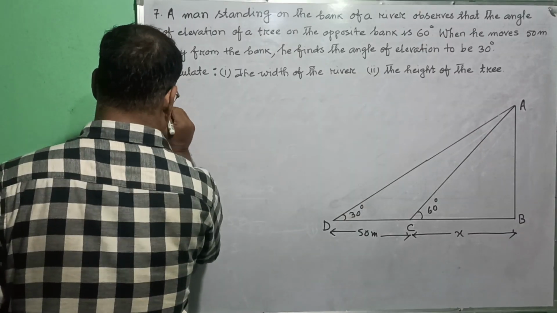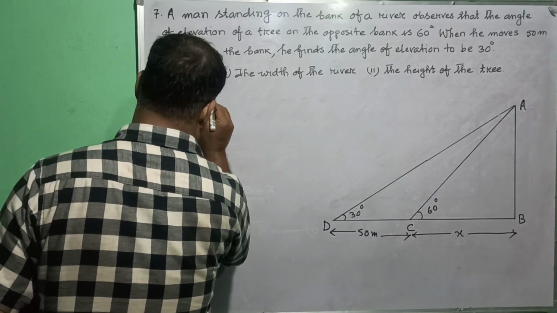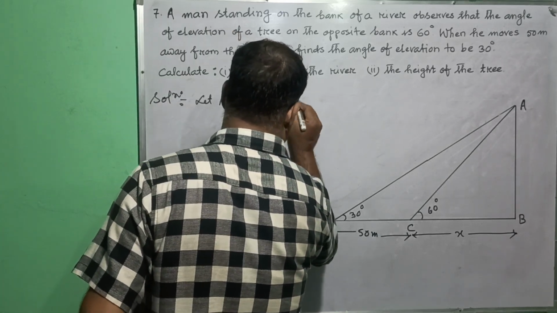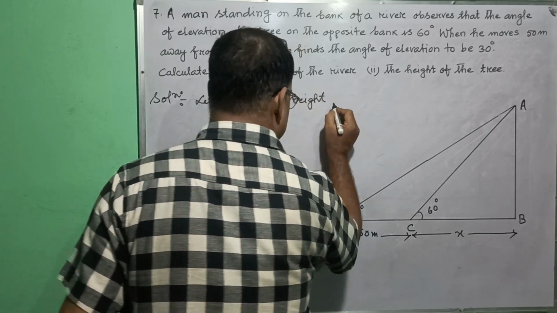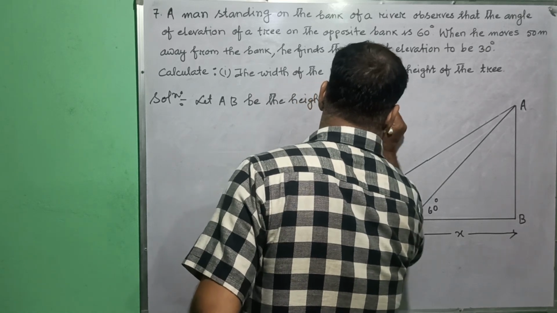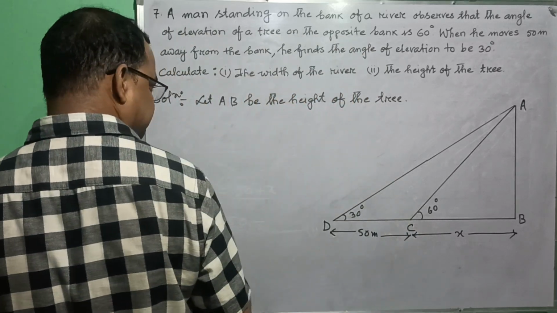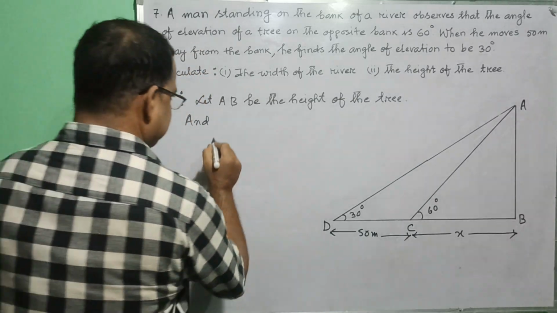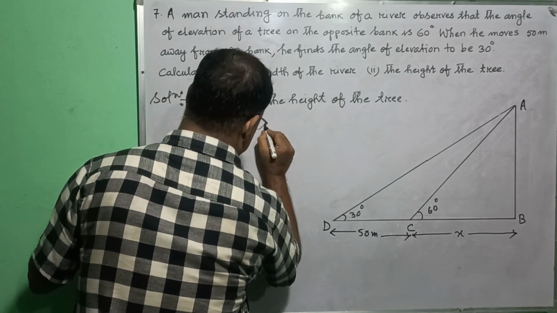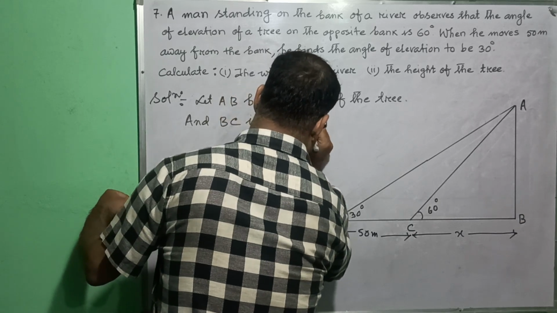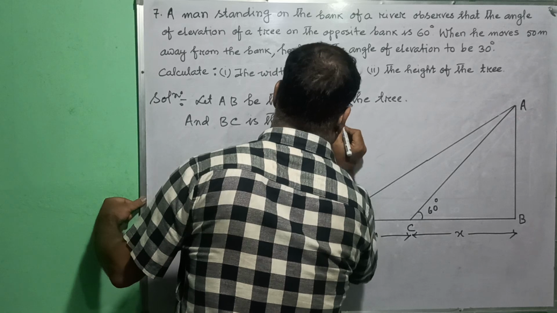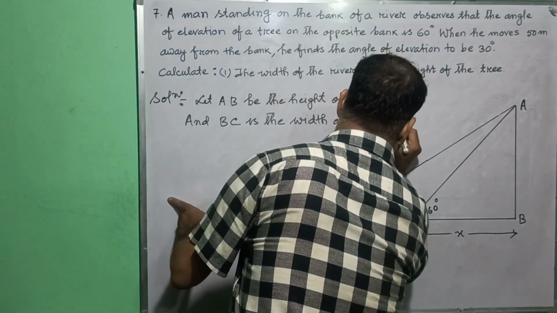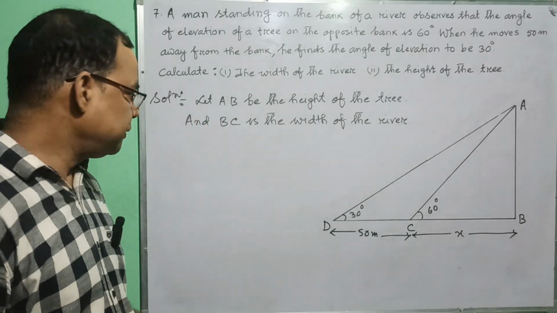So we can write first, let AB be the height of the tree and BC is the width of the river. So these two we have to find.